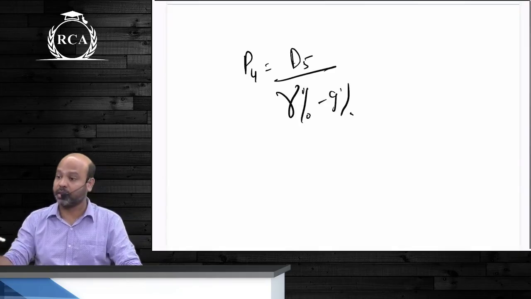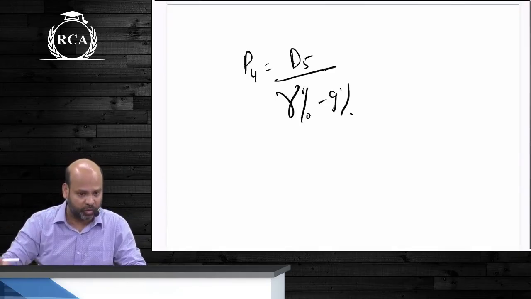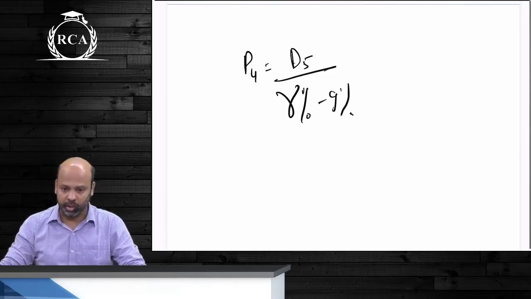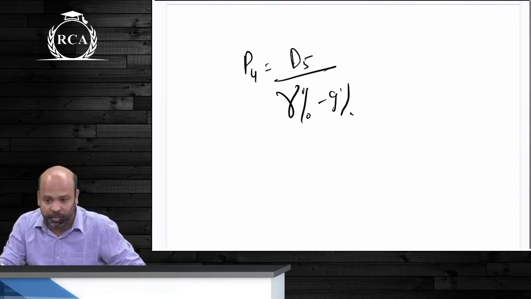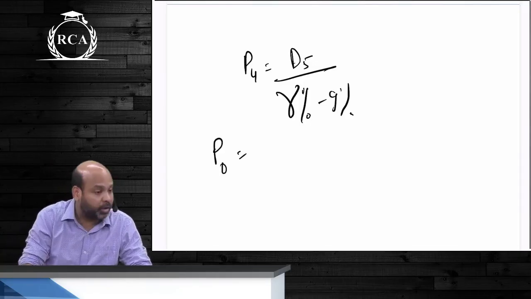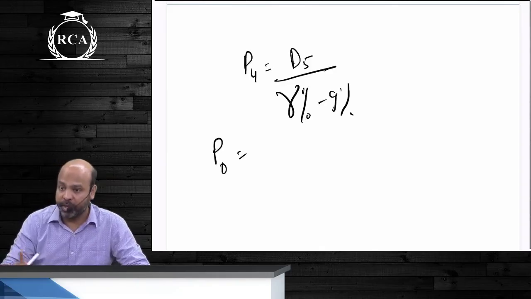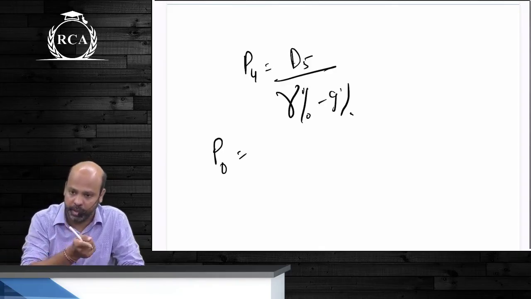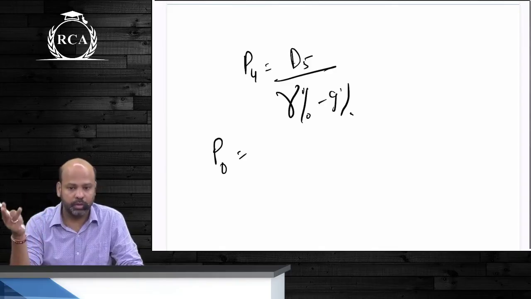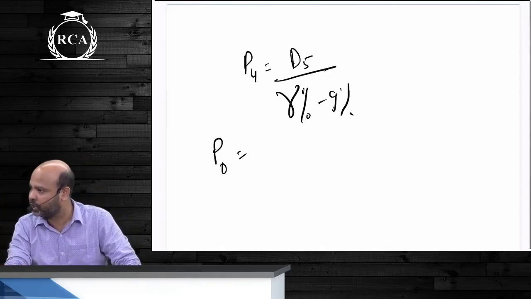KE means cost of equity, that is required rate of return on an equity instrument. We will talk about that. So as of now, D5 by R minus G. But we want P naught. How can I compute P naught using P4? Present value of D1 and P4. Are you understanding this or not?